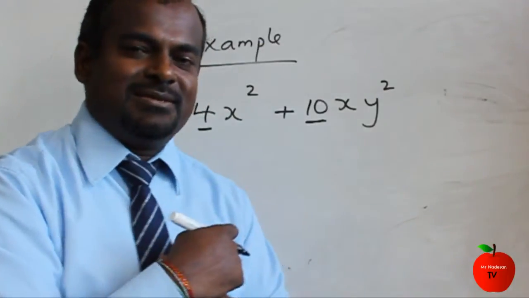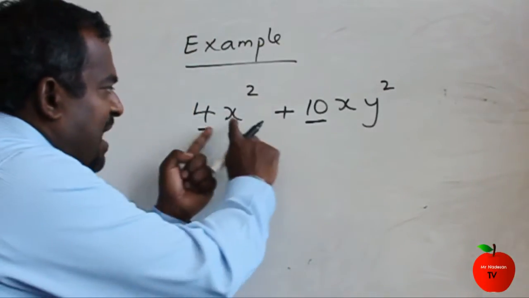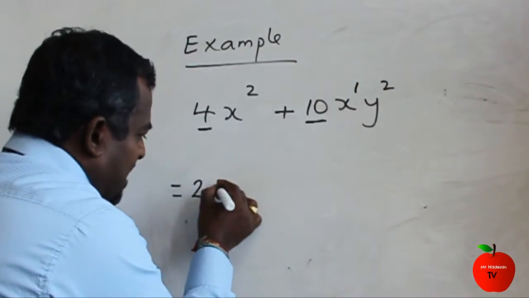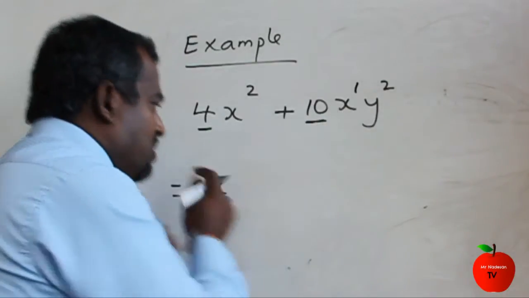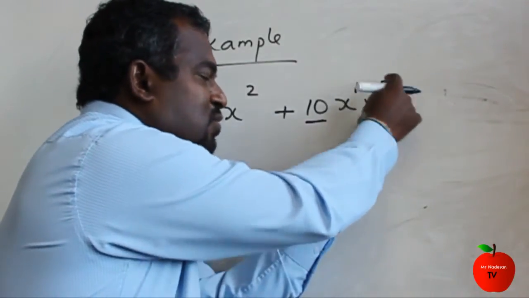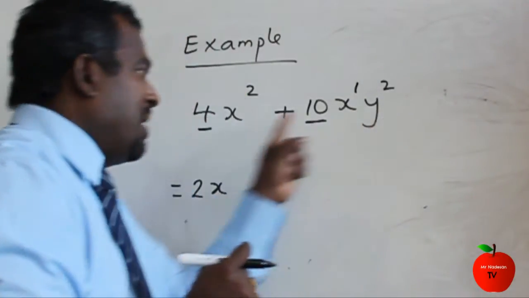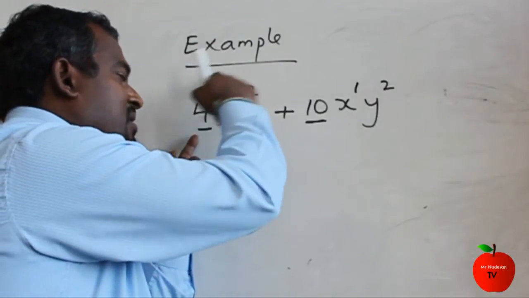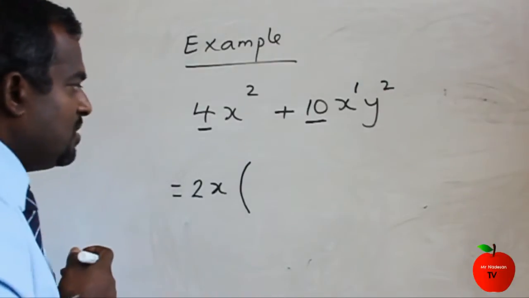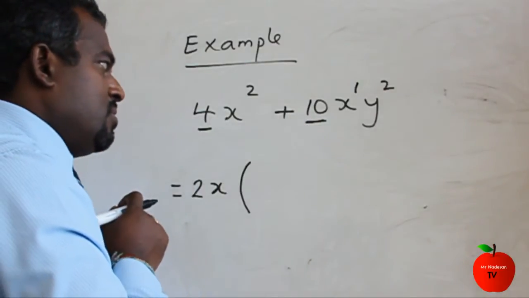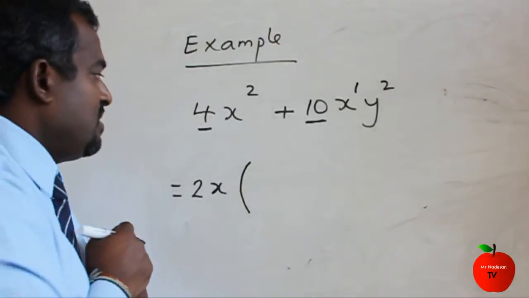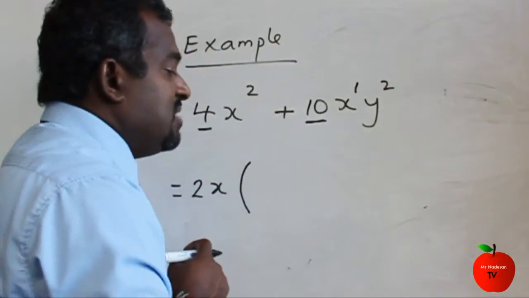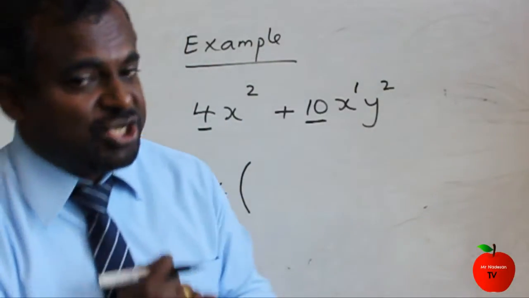I will explain how to find the highest common factor. Now we've got x squared and x, which means x to the power 1. So for x squared and x, the highest common factor is x, because that's the lowest power. Here y squared means y and y, but here there's nothing, so we can't take anything out for the y. So put the bracket now. From 4 and 10 you took out the 2, and from x squared and x you took out the x, and you write in the bracket what is left from the expression.